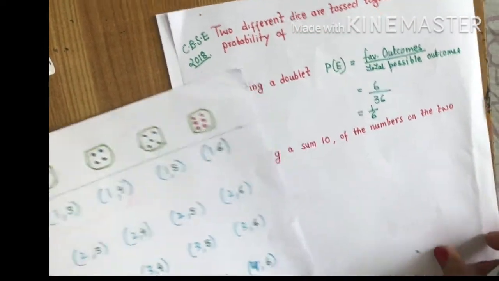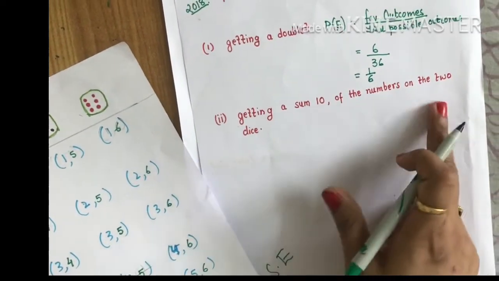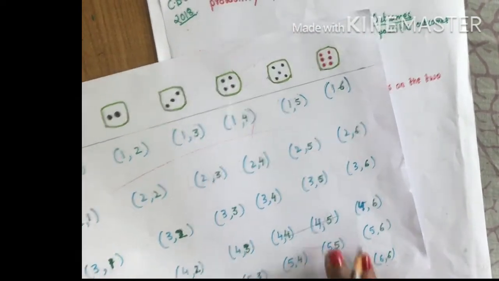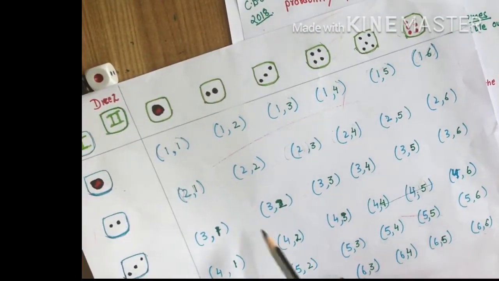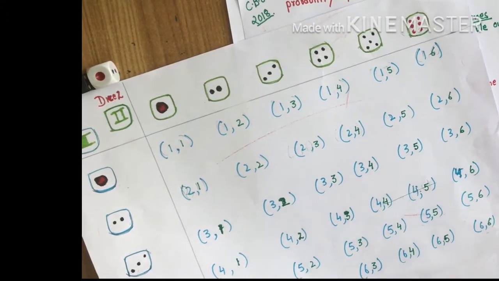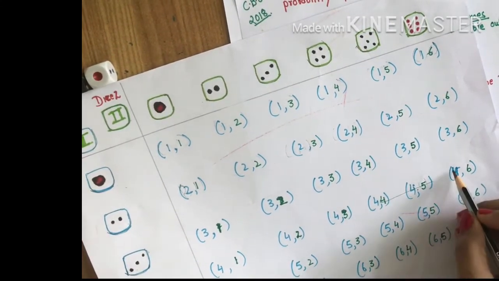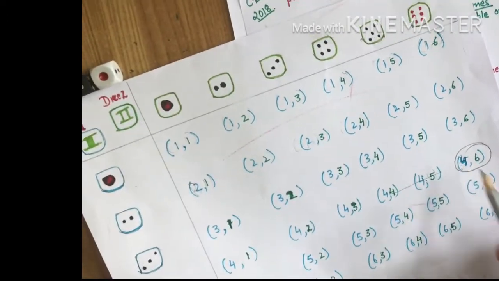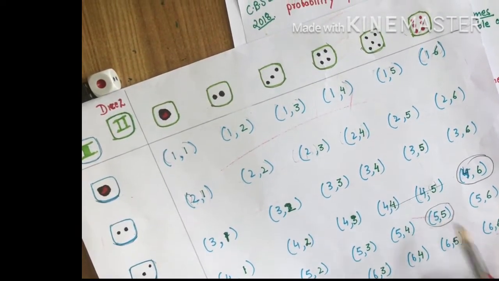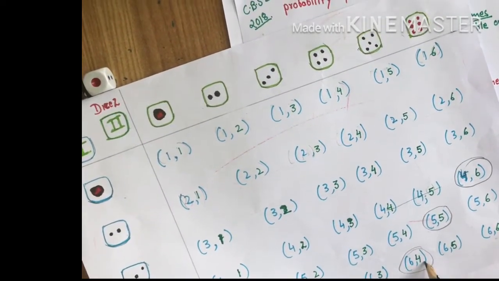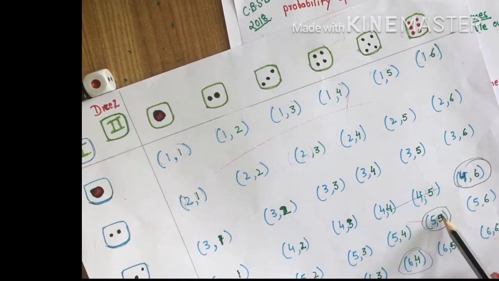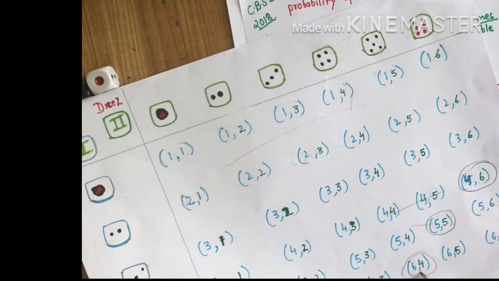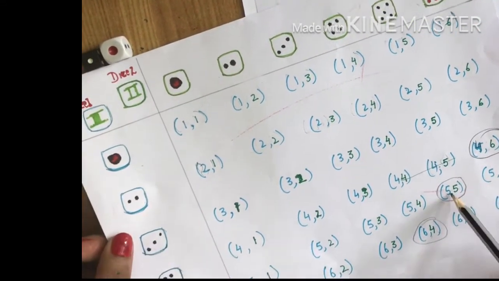Similarly, we can solve this also: getting a sum of 10 on the 2 dice. We will see in which cases we get a sum of 10. Just quickly have a look. I can start from here: 4,6, it sums up to 10. Then 5,5 sums up to 10. 6,4 sums up to 10. So how many are there? 1, 2, 3. There are 3 favorable outcomes to get the sum as 10.